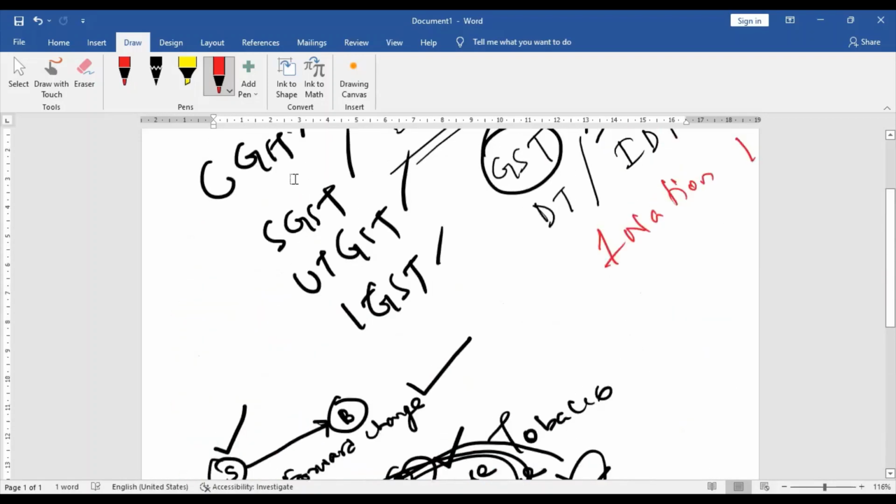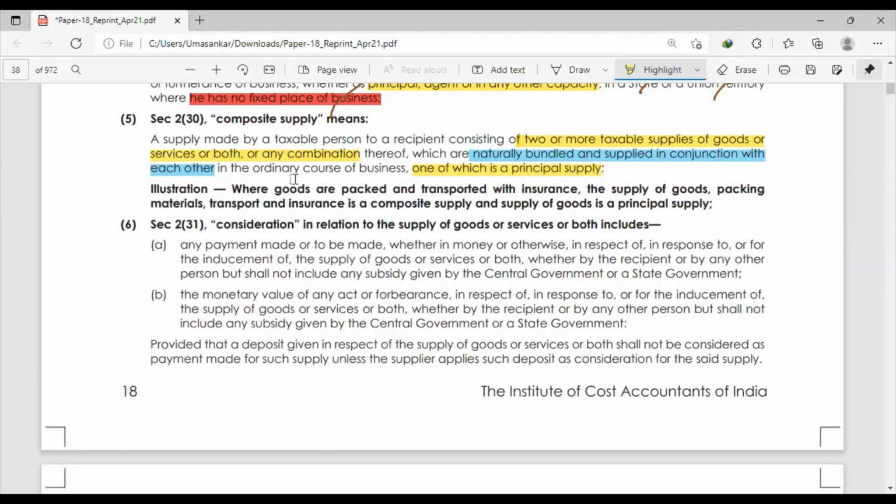Let's go, we'll read it again. A supply made by a taxable person to a recipient consisting of two or more taxable supplies of goods or services or both, or any combination, where they are naturally bundled and supplied in conjunction with each other, and one of which is a principal supply. Illustration: when goods are packed and transported with insurance, the supply of goods, packing material, transport and insurance is a composite supply, and the supply of goods is the principal supply.